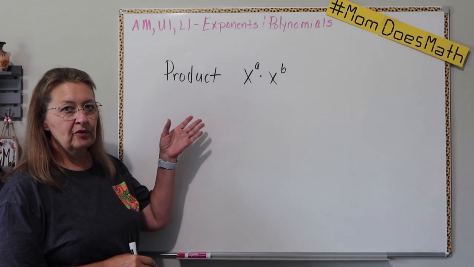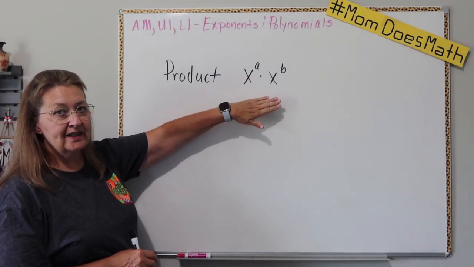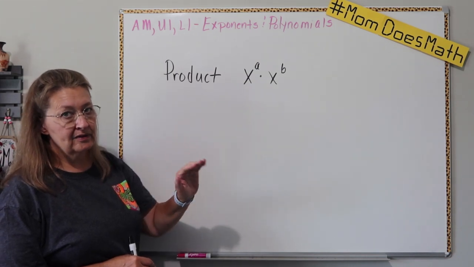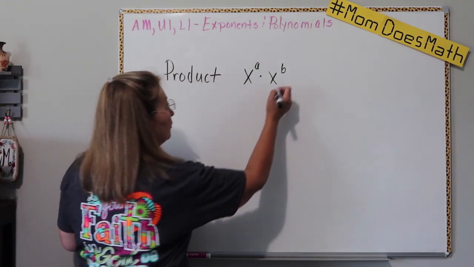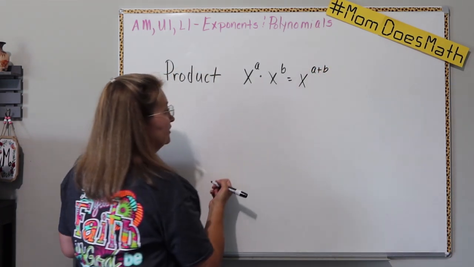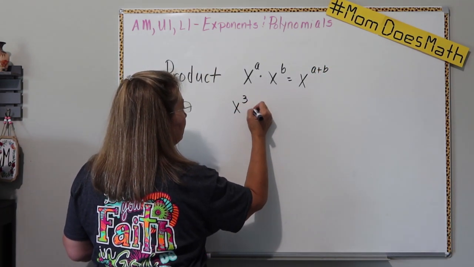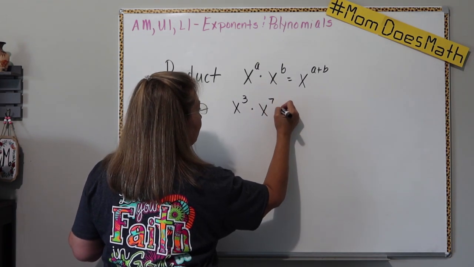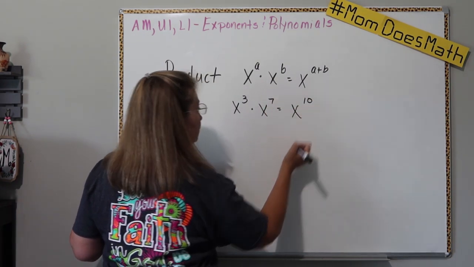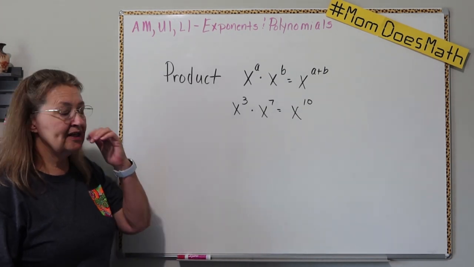Our first exponent rule is the product rule. So that means you're going to be multiplying two bases together that have exponents. And following the rule, what you do is you add the exponents. So for example, if I had x to the third times x to the 7th, I would add those and get x to the 10th. Why is that? Let's go ahead and explain it.